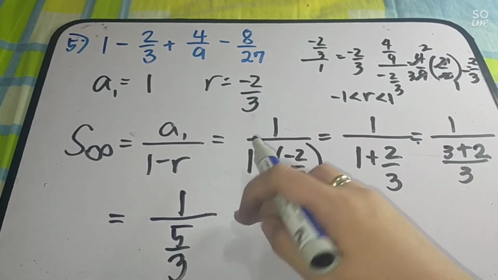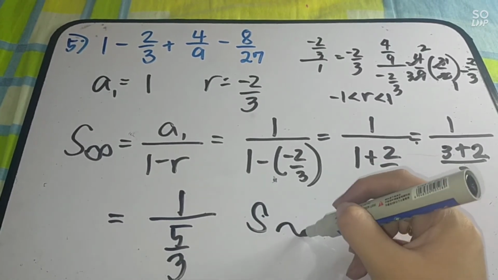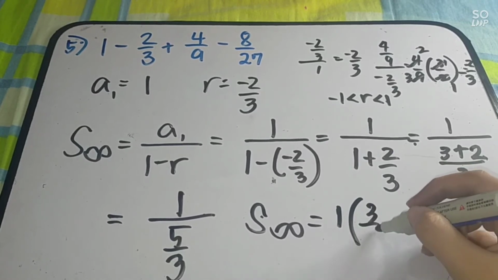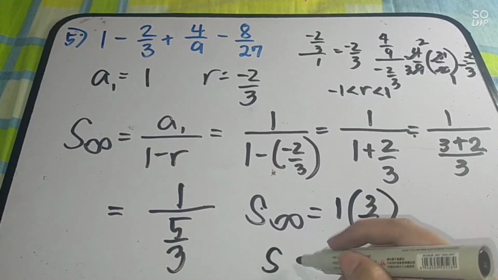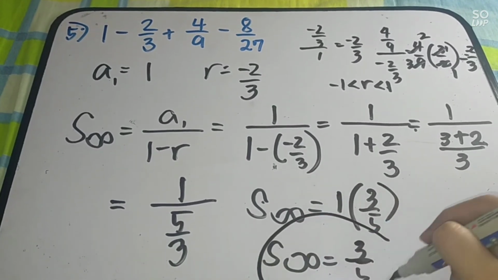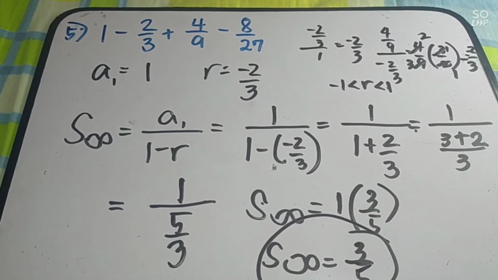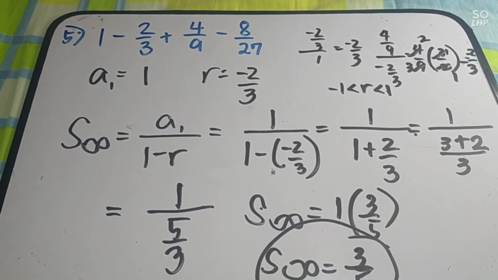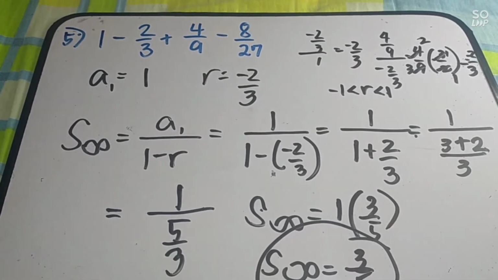Then just find the reciprocal. So, s sub the infinity is equal to 1 multiplied by 3 over 5. So, the sum of the infinity of this sequence is 3 over 5. That is it. So, that is your answer. So, that is how you are going to find for the sum of the infinite geometric series.